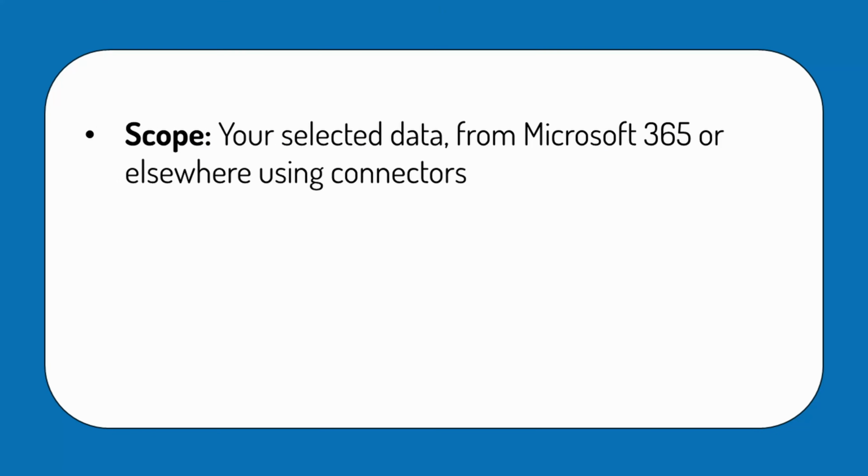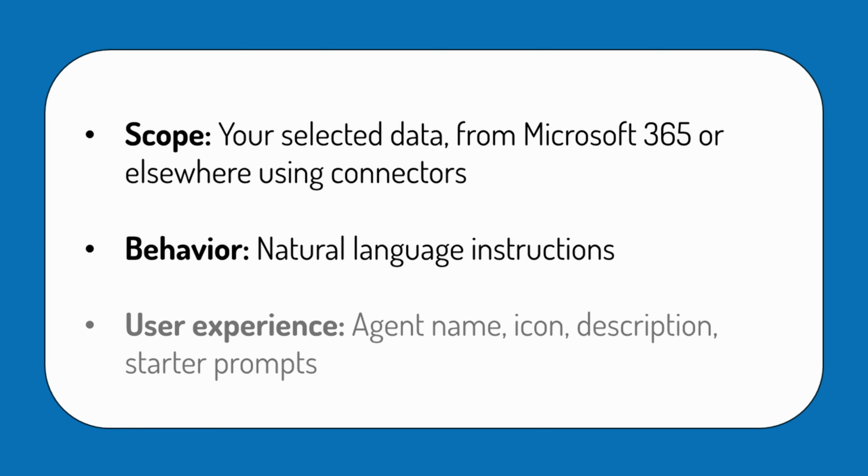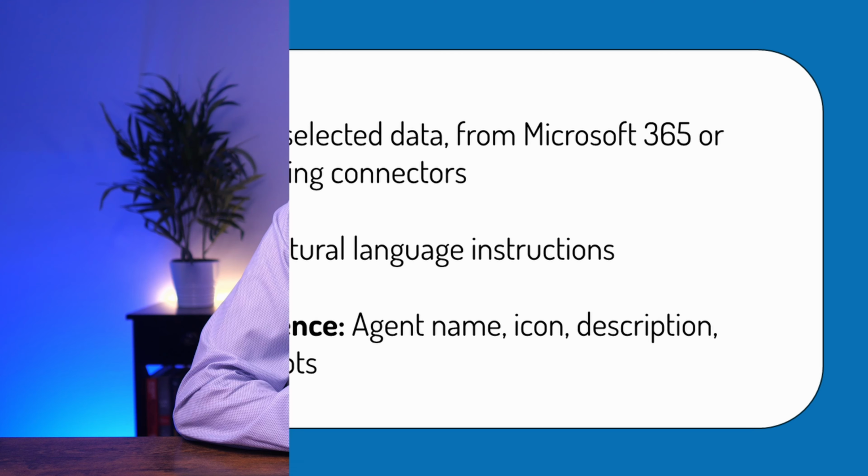The basics of a Copilot agent are the same wherever you choose to build them. You choose a scope of a set of data, you guide its behaviour through natural language instructions, and you map out the user's experience by creating a name, description, an icon, and some starter prompts. But using Copilot Studio, you can push beyond these basics by exploring more types of data and using actions that allow you to start to have agents that work on your behalf.